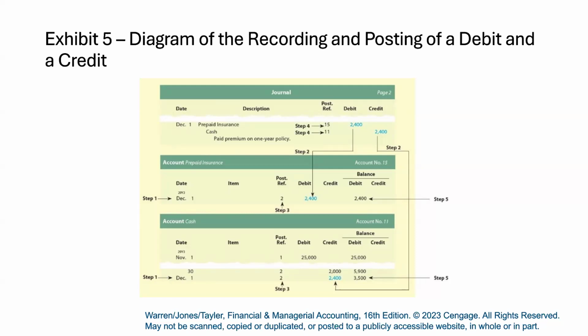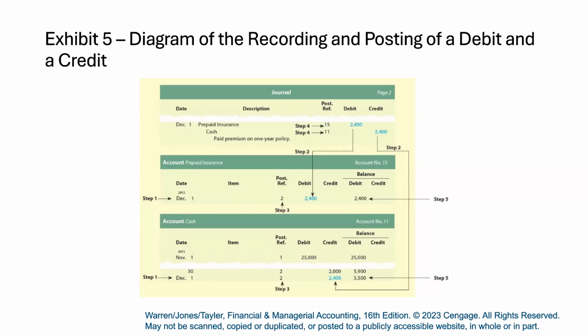ledger recordings. So you can see, here's the account. It's a little hard to see because of the color. This is called prepaid insurance. All they do is write the date, the amount they're debiting it, and then the balance. So prepaid insurance had no balance. It now has a debit balance of $2,400.